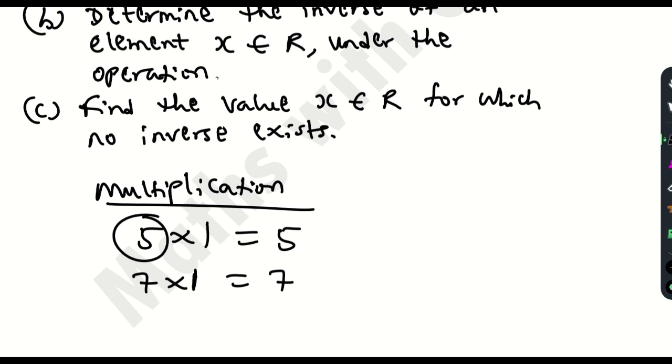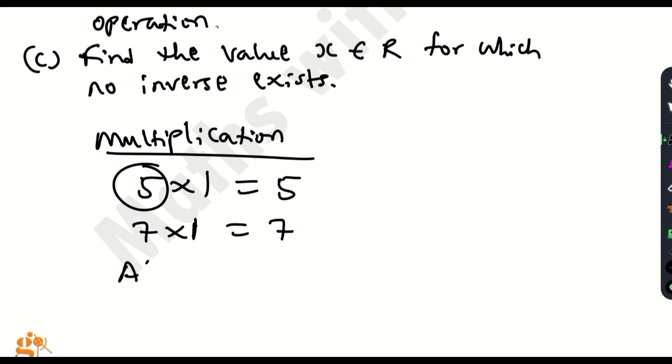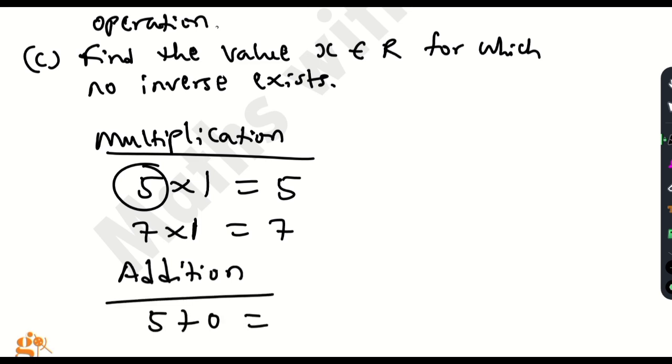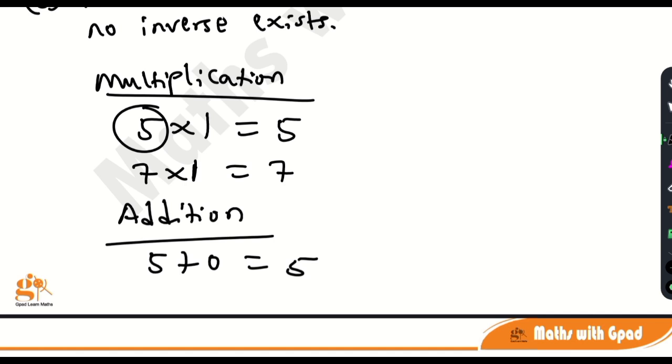Now, what about addition? Let me just quickly talk more about addition. Can you tell me the number that, when added to another number, will give me the same number? 0, because when you do 5 plus 0, you get 5, right? And when you also do 7 plus 0, you get 7. So it means that 0 is the identity element under addition, because 5 remained the same, 7 remained the same. There was no change at all. For multiplication, 1 is the identity element. For addition, 0 is the identity element.